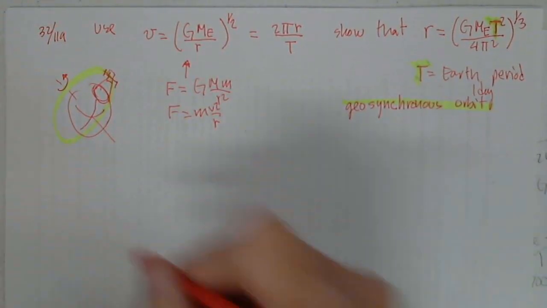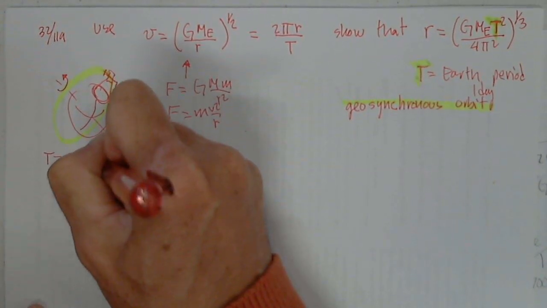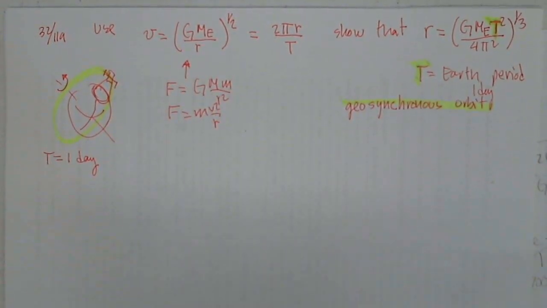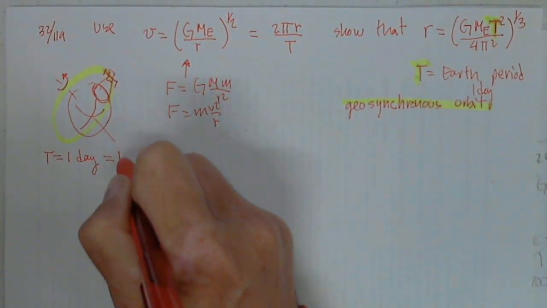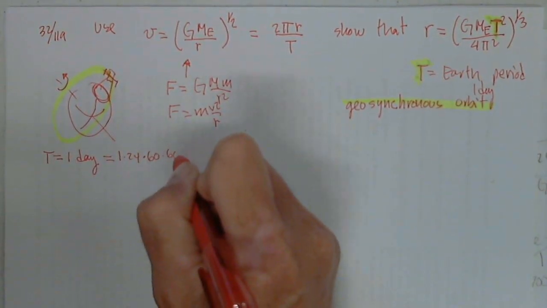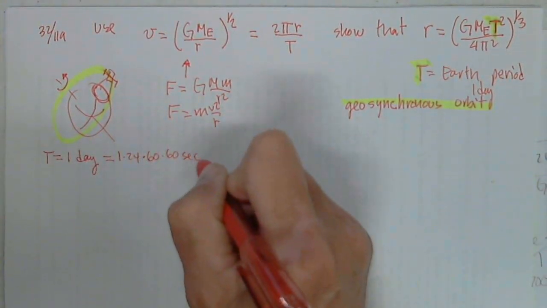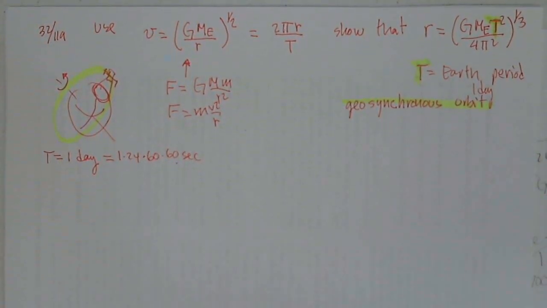Remember, the rotation of the Earth is what? The definition of day, 1 day. And you need to put this in seconds. 1 day has 24 hours, 1 hour has 60 minutes, 1 minute has 60 seconds. So if you do these multiplications, you get how many seconds in a day. So this is a math problem.